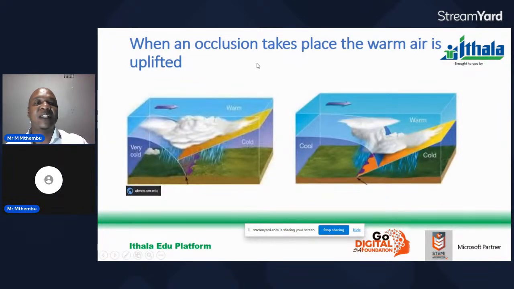Okay, let us look at when an occlusion takes place. The warm air is uplifted. So this is the occluded stage. You have a very cold front, very cold conditions behind the cold front, chasing after a warm front. Then there's a development of cumulonimbus clouds there with heavy rainfall. And then you have a warm occluded stage. You can see there's been an undercut of warm air by the cold front as the apex.